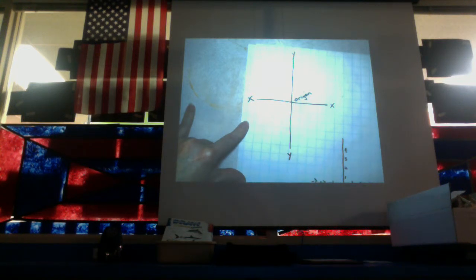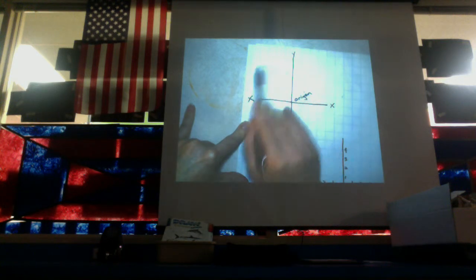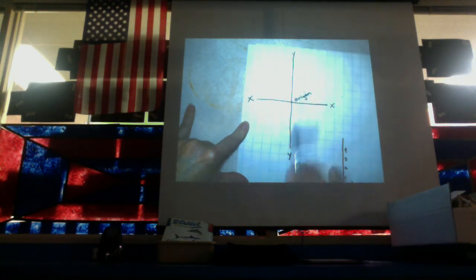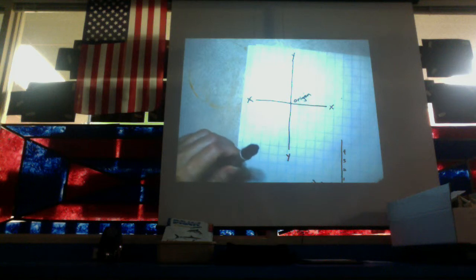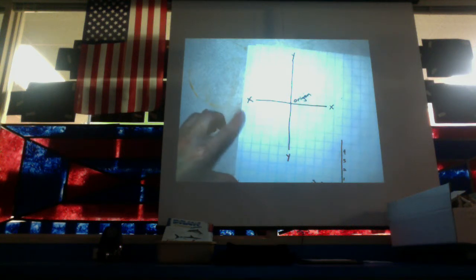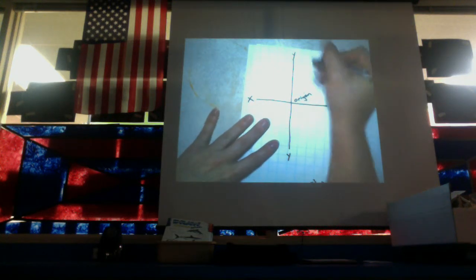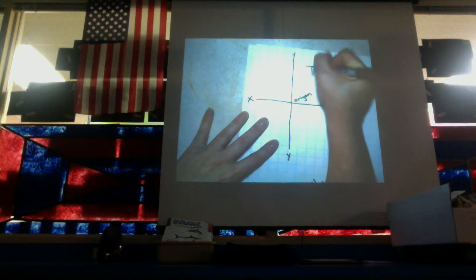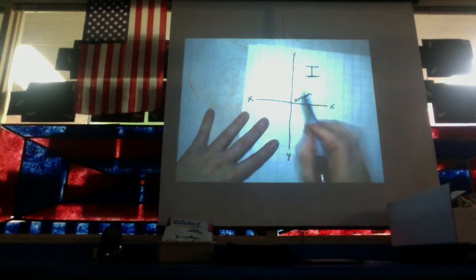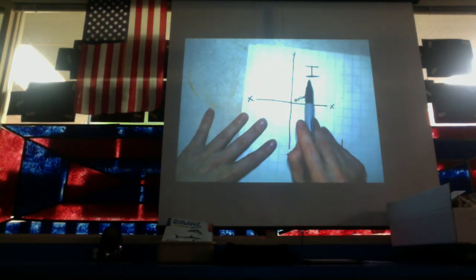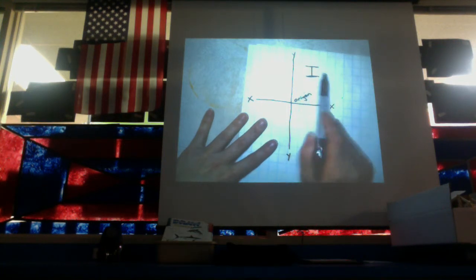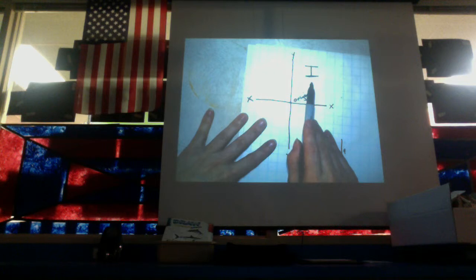And then the coordinate plane is divided into 4 sections. We've got this section right here, this section, this section, and this section. Each of those 4 sections is called a quadrant. Each quadrant has a different number associated with it. To label quadrants, we use Roman numerals to identify them. So this is actually quadrant number 1.